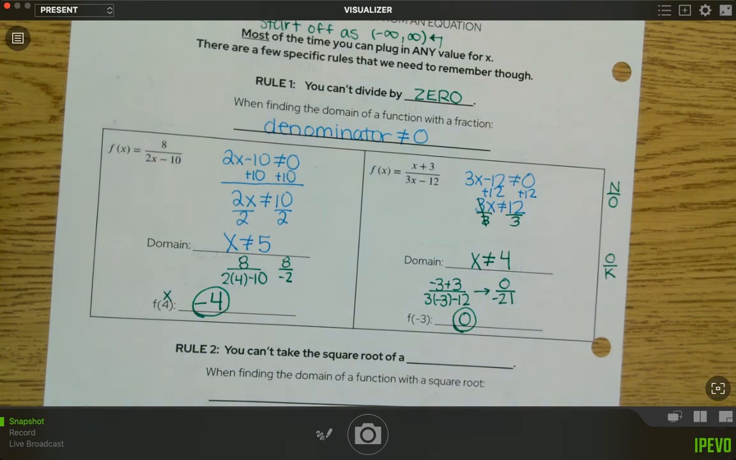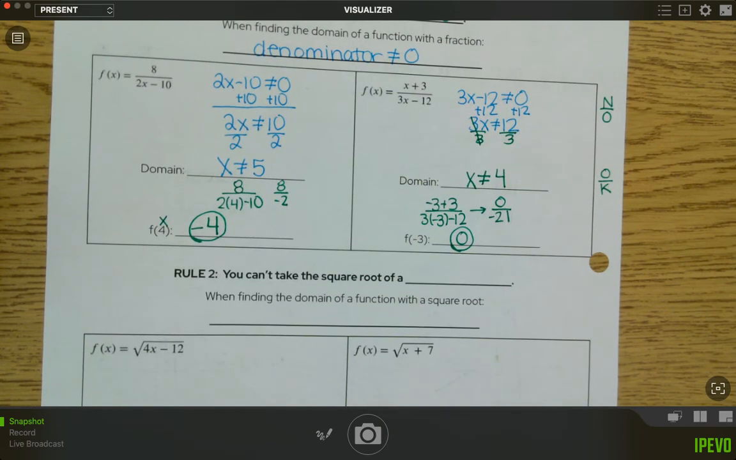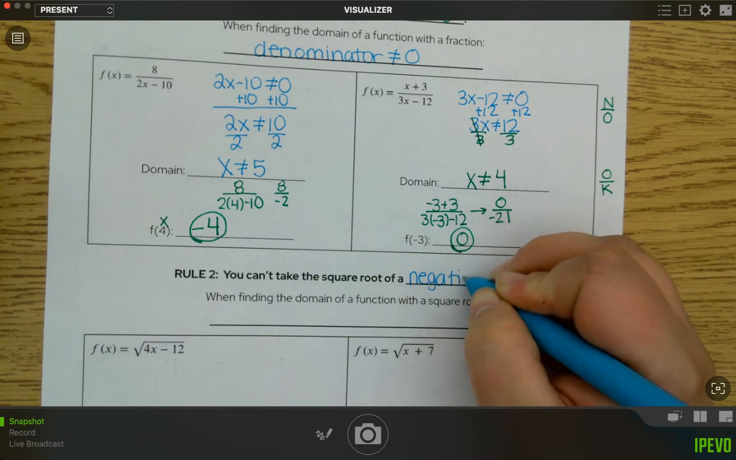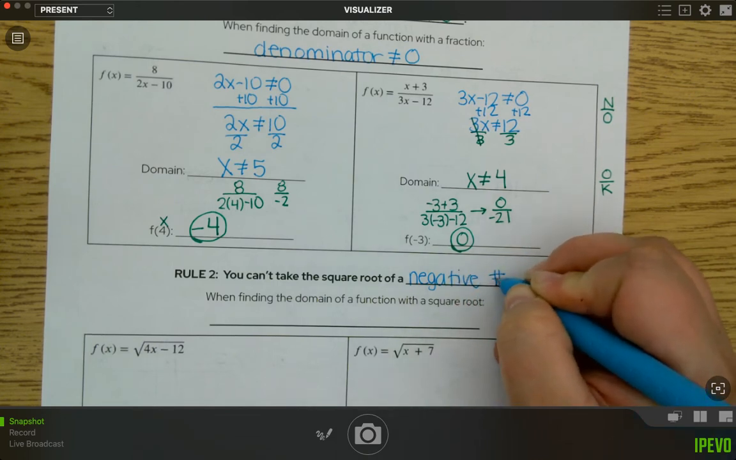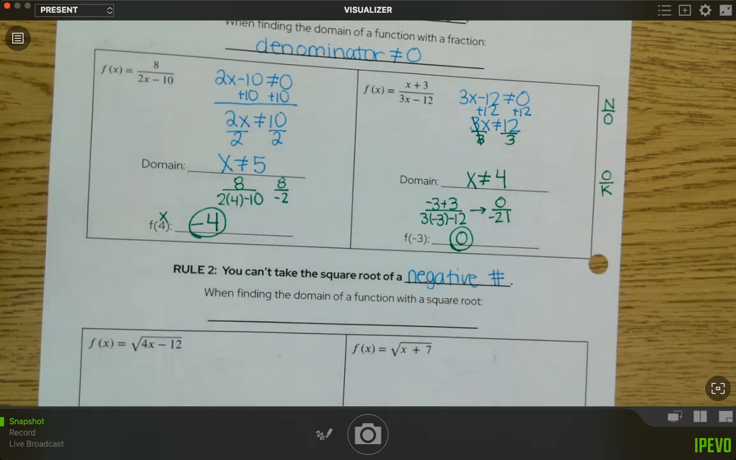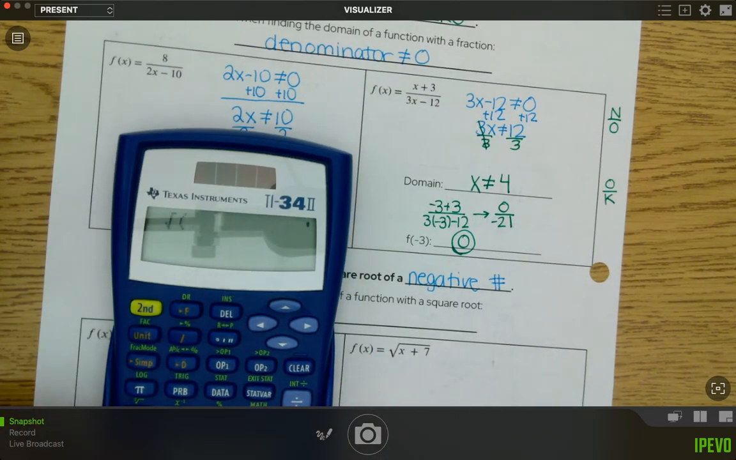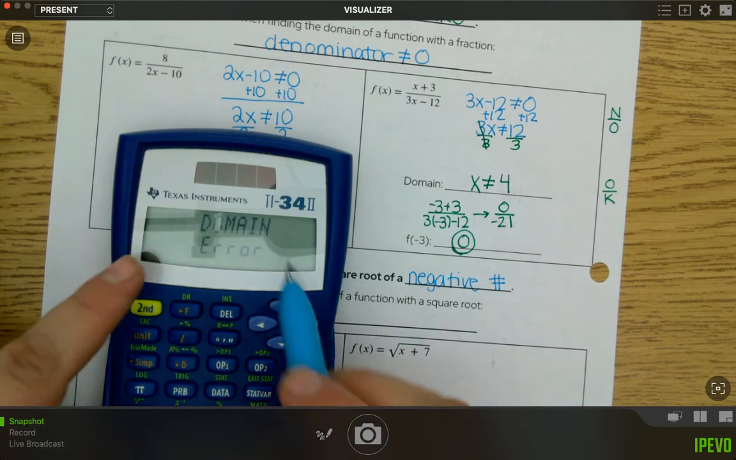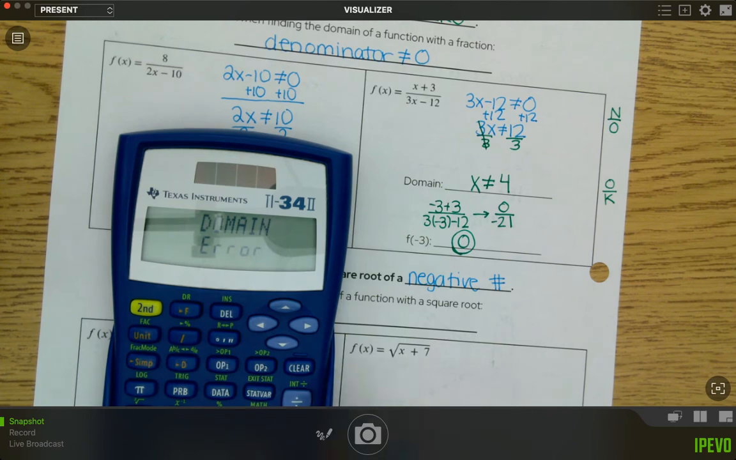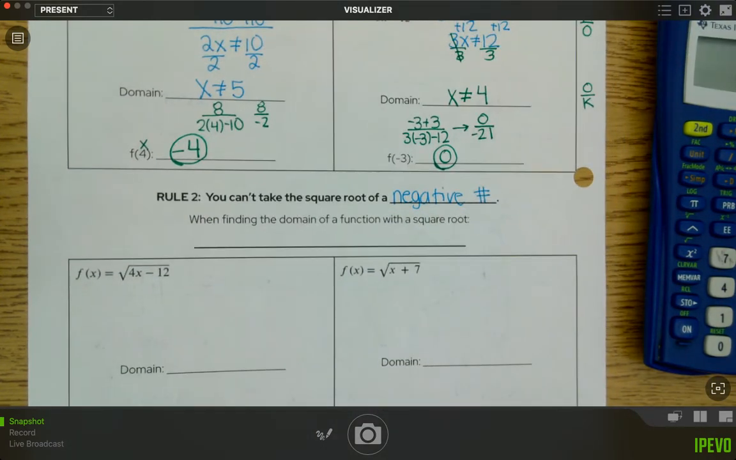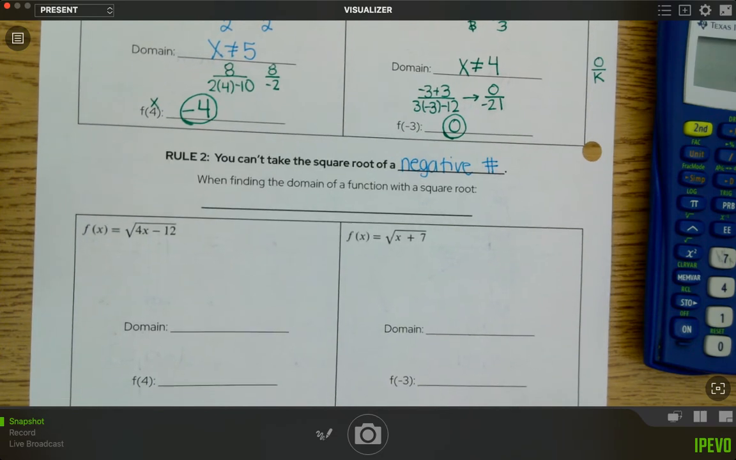All right, so square roots. You can't take the square root of a negative number. Okay, so like the square root of -4, let's say. If I go try to do that square root in my calculator, domain error. Guess what? That's a domain error because negatives aren't in the domain. That's why this is called domain. If you've ever seen that in your calculator, that's what it's referring to.